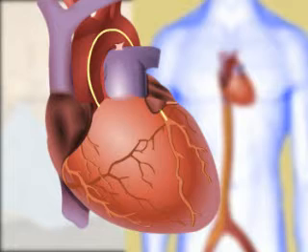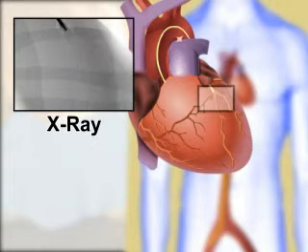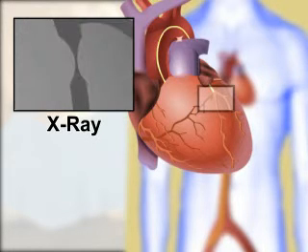Once the catheter reaches the coronary arteries, dye is injected into them. This special dye shows up on the X-ray screen and allows the doctor to see the blockages that may be present. The doctor will repeat the injection of dye several times, looking at the arteries from many different angles.